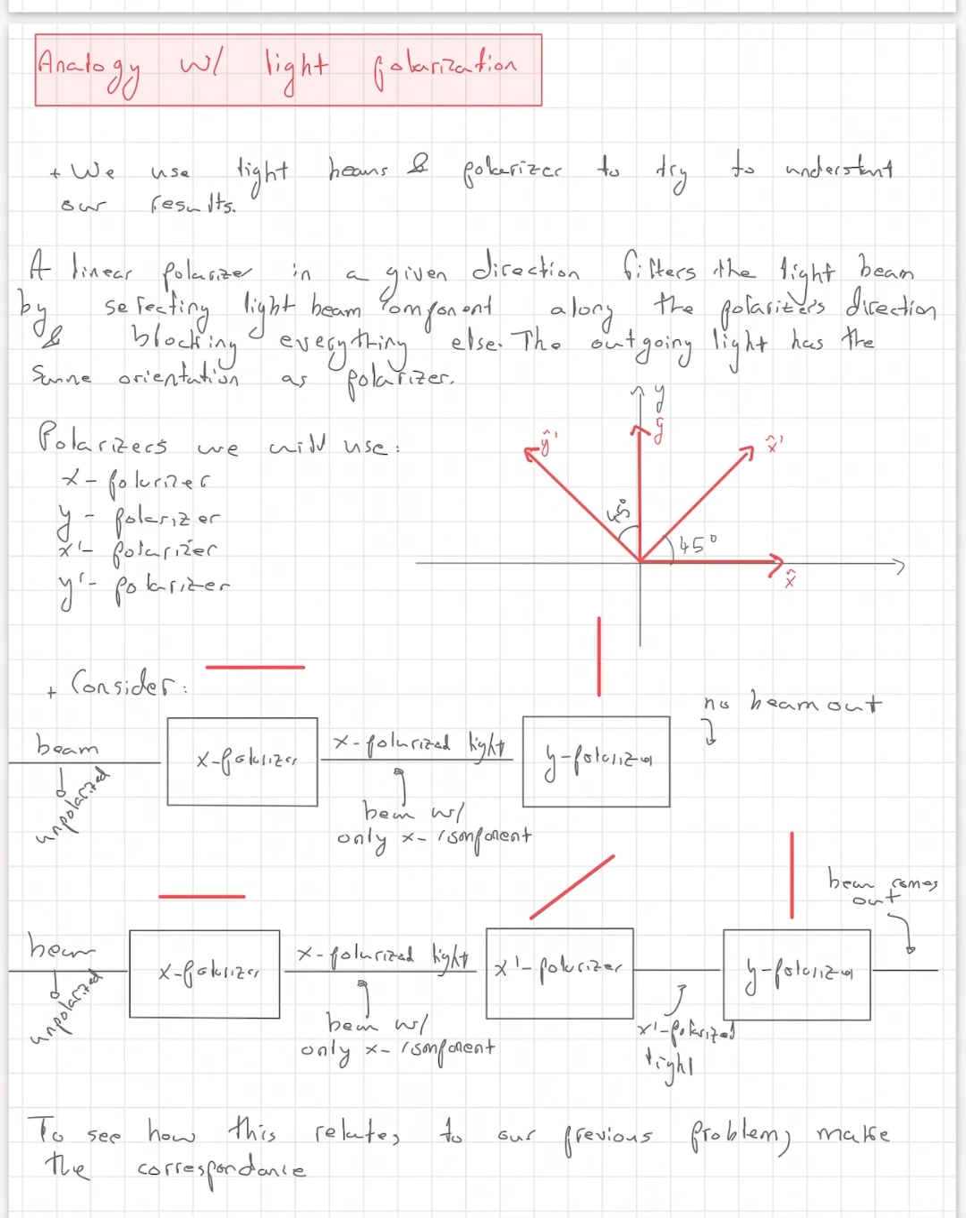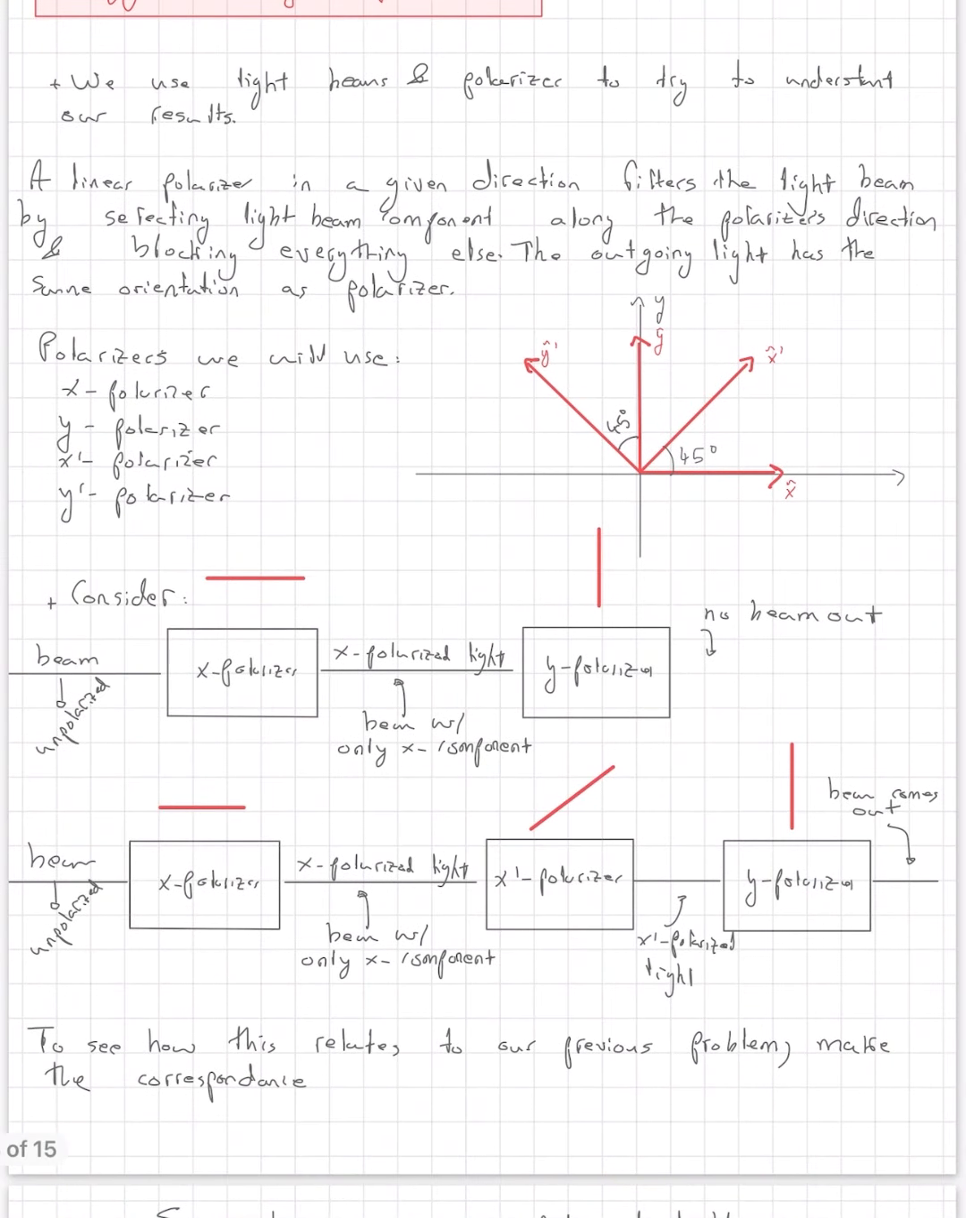For example, an X polarizer will only let in the light that is along the X-axis, and it will block all the other components of the light. Similarly for the Y polarizer. We will also define here conventions for X prime and Y prime polarizers. An X prime polarizer is a polarizer whose axis is at 45 degrees to the X-axis, and a Y prime polarizer is a polarizer whose axis is at 45 degrees to the Y-axis.